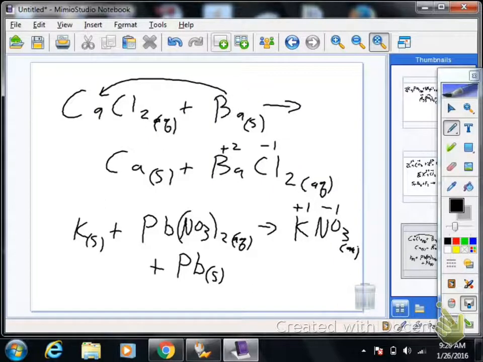So are all elements solid when they're by themselves? No, hydrogen won't be, oxygen won't be. So a lot of those non-metals that are red up there, they'll be gases. So they are soluble? No, they're not soluble when they're by themselves. They're a gas. Soluble means you'd have to have a compound that's dissolved in water.